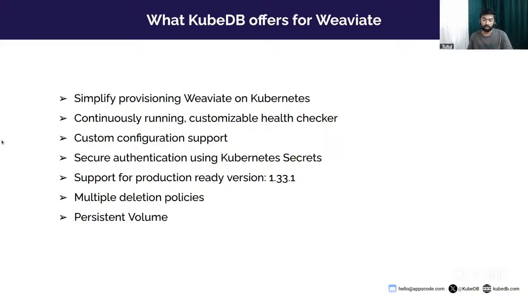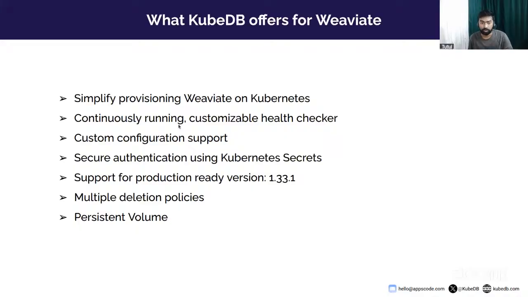And authentication credentials are managed securely using Kubernetes secrets, keeping sensitive data out of configuration files. And KubeDB supports production-ready Weaviate versions like 1.33.1. And KubeDB offers flexible deletion policies, so you can control whether data is retained or removed when the Weaviate resource is deleted. And finally, KubeDB integrates with Kubernetes persistent volumes, ensuring that your Weaviate data remains safe even if pods restart or move.